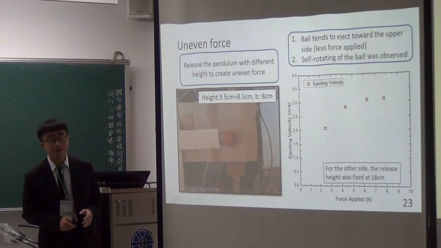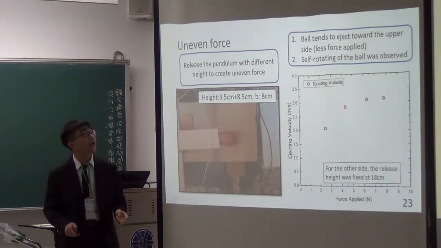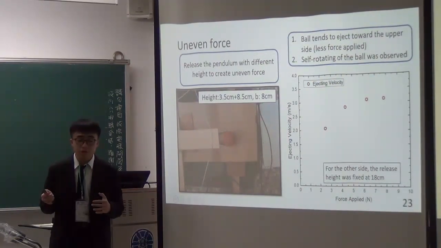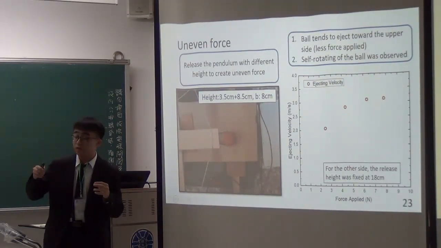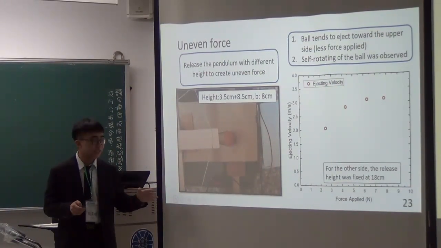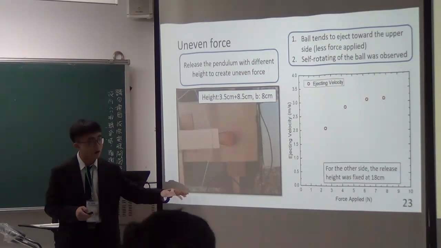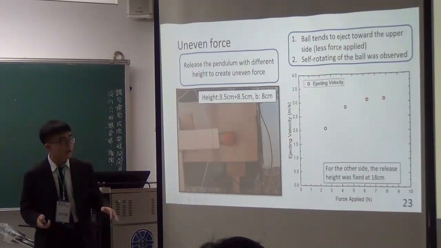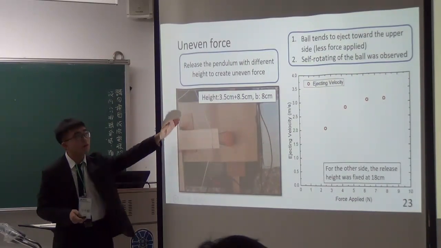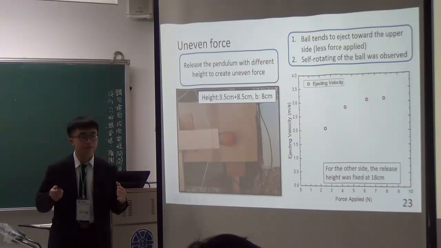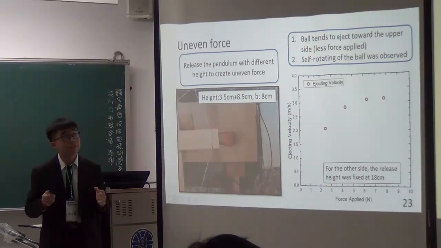And we have observed very interesting phenomena when uneven force is applied on the surface of the rulers. The way we do this is by changing the release heights of the pendulums. As you can see, we have fixed the down part here at 8.5 centimeters, and this is the control variable. The upper part is the change variable. We will change different release heights to create different forces acting on the surface of the rulers.